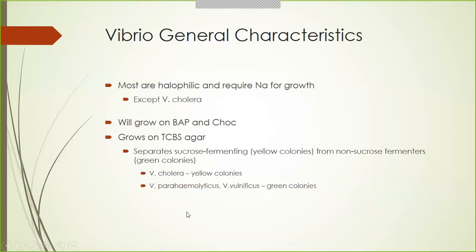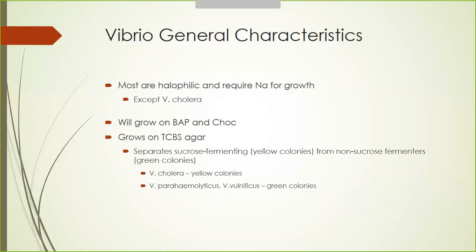All right, Vibrio is also halophilic, meaning it loves salt. So it typically is found in water that has some salt water mixed in with it. So it's not just always fresh water. It loves salt, so it wants to be in salt water. Except Vibrio cholerae. Vibrio cholerae doesn't love salt like the rest of them do. They do grow on blood agar and chocolate, just like other bacteria.